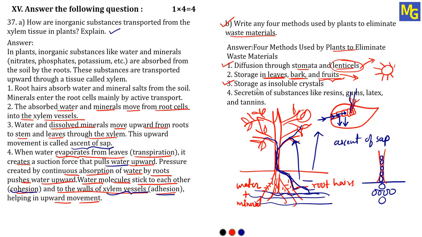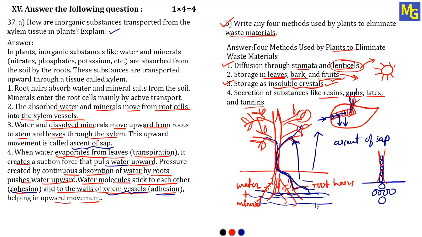Then the third one, storage as insoluble crystals. There will be some substances which are insoluble, which will be stored in the form of crystals in the plants. Fourth one, secretion of substances like resins, gums, latex, tannins, etc.